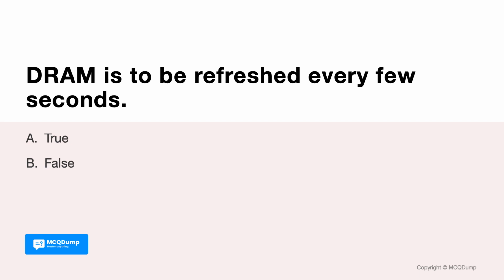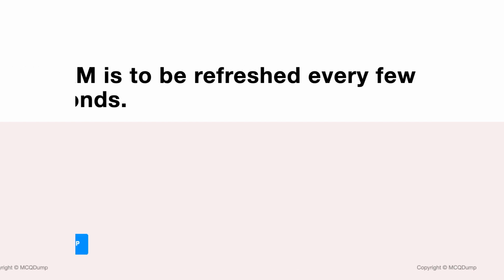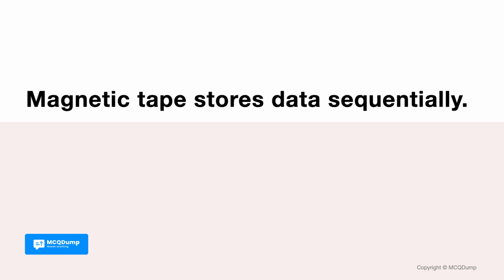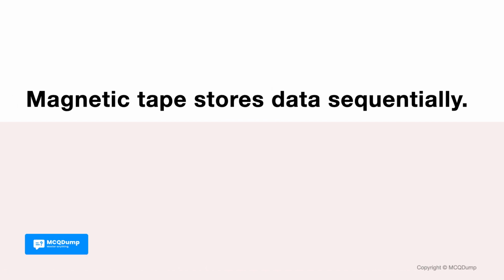DRAM is to be refreshed every few seconds. True or false? It is true. DRAM is to be refreshed every few seconds. Because of this refreshing action, it is called a dynamic RAM, DRAM. If it is not refreshed, information it stored is deleted. Magnetic tape stores data sequentially. True or false? It's true. Magnetic tape stores data sequentially. It's the main disadvantage of a magnetic tape.